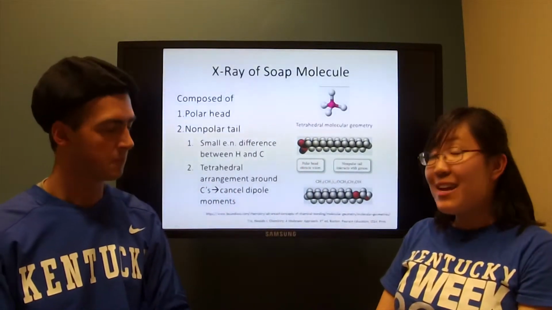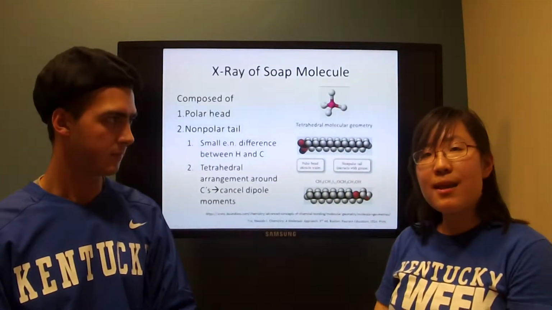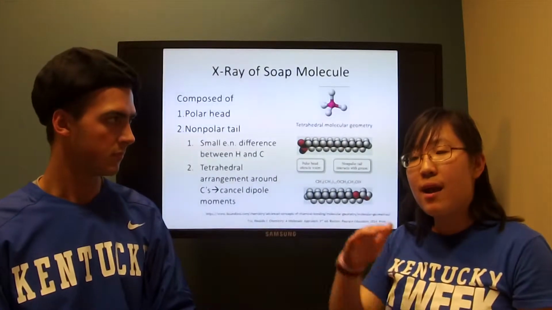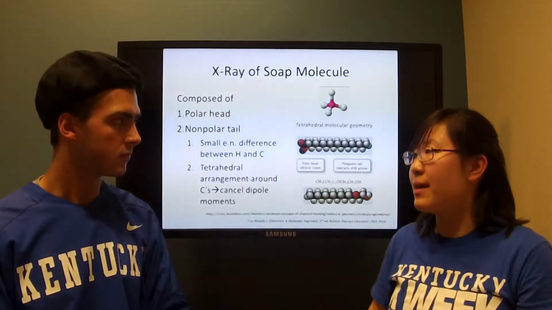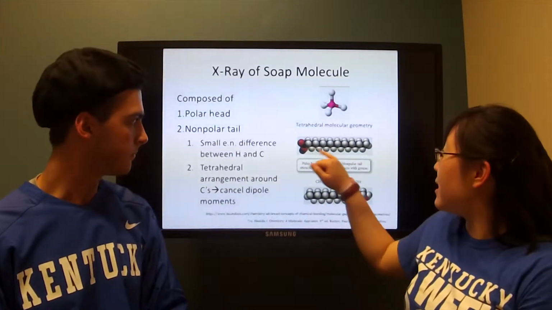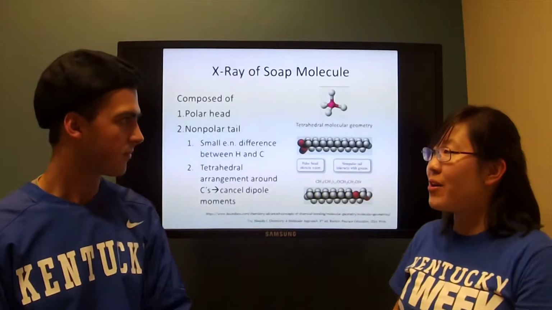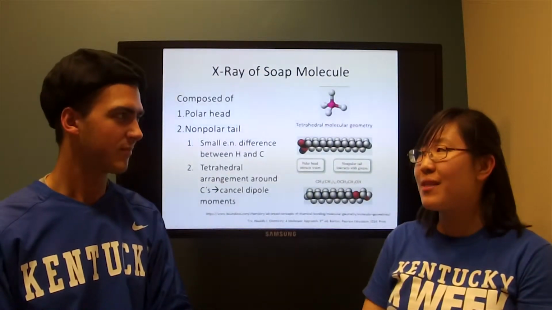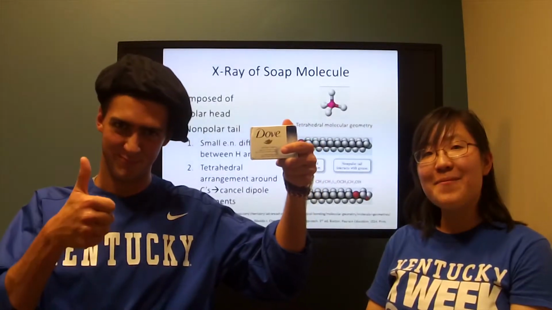Yes, that's right. Because of this tetrahedral arrangement of the hydrogens around the carbon, there's a certain symmetry that cancels out any kind of movement that would make it polar, which is why this tail is nonpolar. And therefore, you need soap and water with its dual nature to be able to tackle that grease right off of your fingers. Yep.